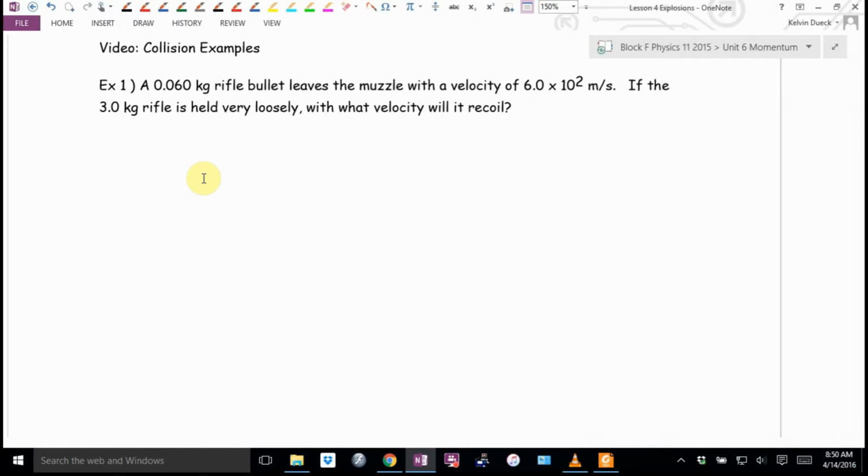Rifle bullet leaves the muzzle with the velocity of that. If the rifle is held very loosely, with what velocity will it recoil? It wants me to find a velocity. There are 2 objects, bullet and rifle. This is a job for conservation of momentum. The sum of all the momentum beforehand equals the sum of all the momentum afterwards.